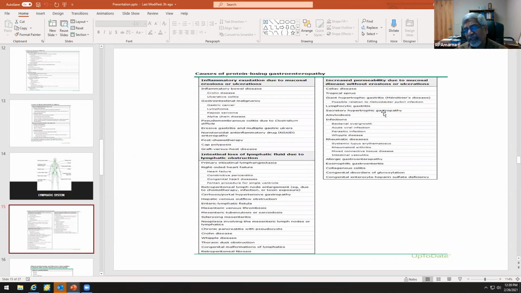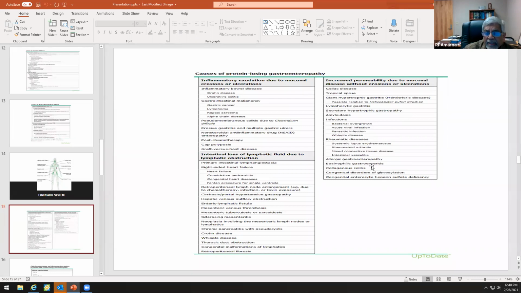Secretory hypertrophic gastropathy, possibly Zollinger-Ellison syndrome, can also lead to increased fluid secretion in the stomach. It's not only acid; it also will have some protein as well, which leads to hypoalbuminemia. Infections, acute parasitic infections, Whipple's disease, viral infection, bacterial overgrowth, all of these can damage the lining and cause changes in the lining that will lead to that.